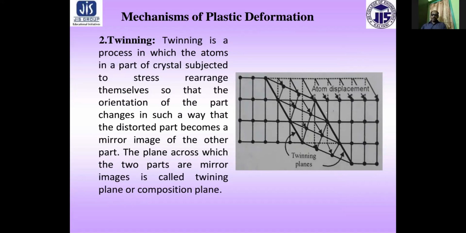The plane across which the two parts are mirror images is called the twinning plane or composition plane. Every plane of atoms shifts in the same direction by an amount proportional to the distance from the twinning plane. Therefore, twinning can be defined as a homogeneous shear of the lattice parallel to the composition plane.